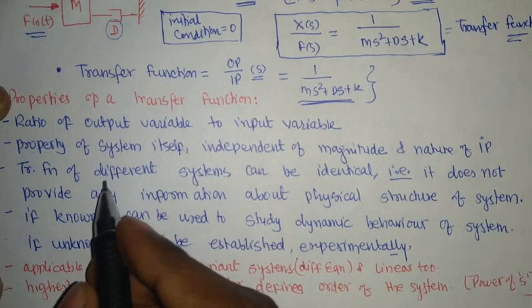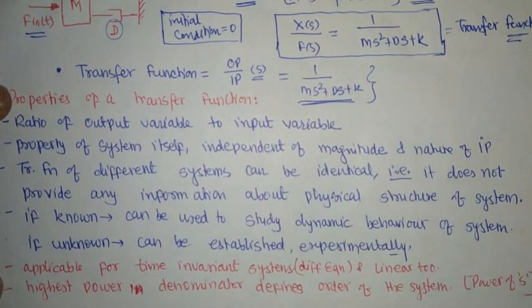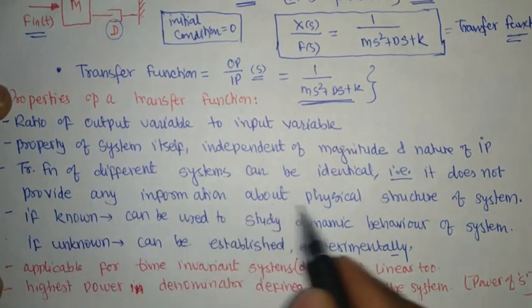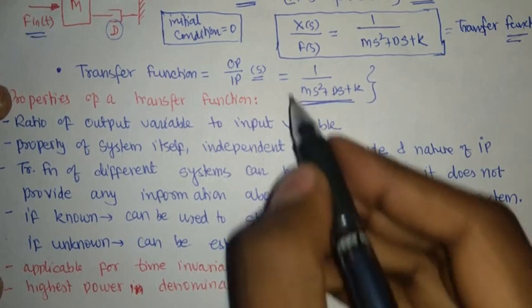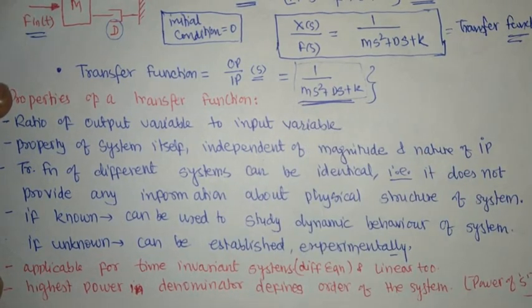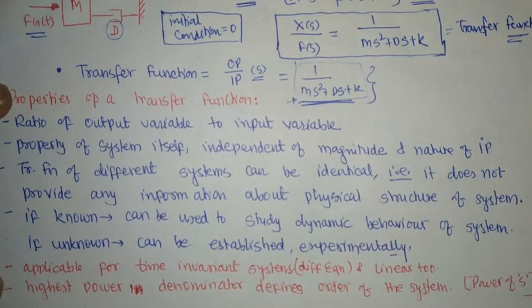So it is not unique to a physical system; the same transfer function can be held by different types of physical systems. It does not provide any information about the physical structure of the system. By just looking at it, I cannot predict the physical structure of my system. As I told you, different physical systems can have the same equation, so I cannot identify which one this belongs to.